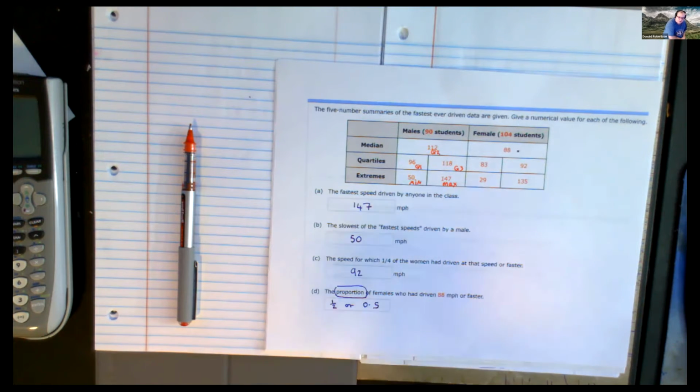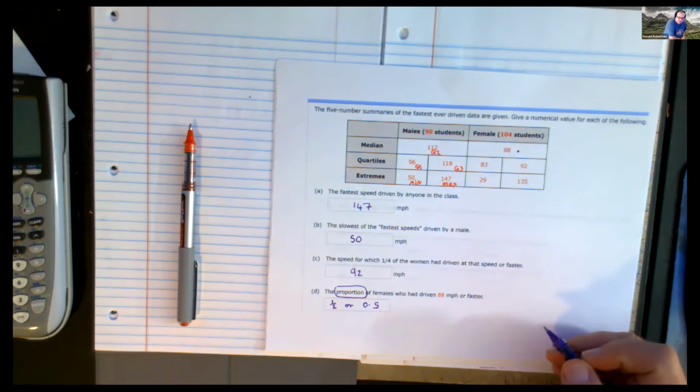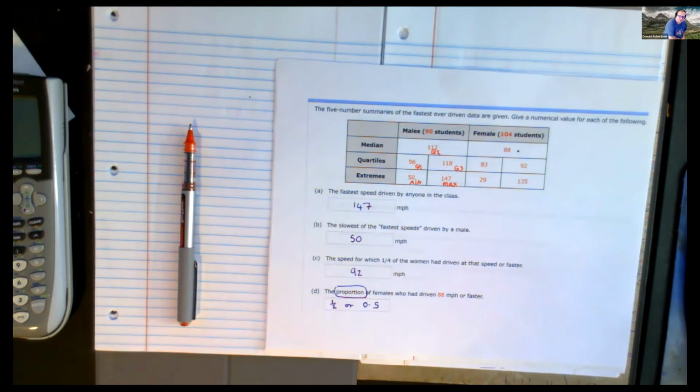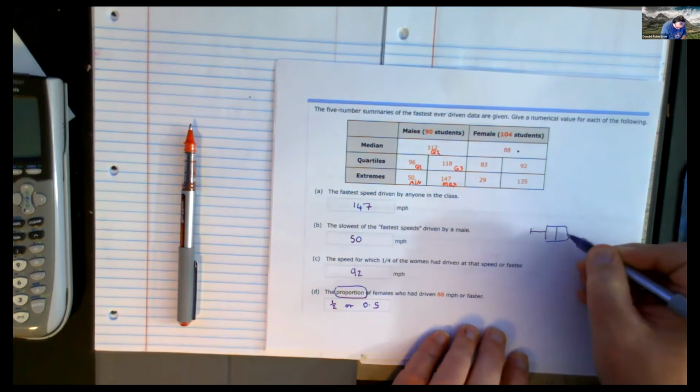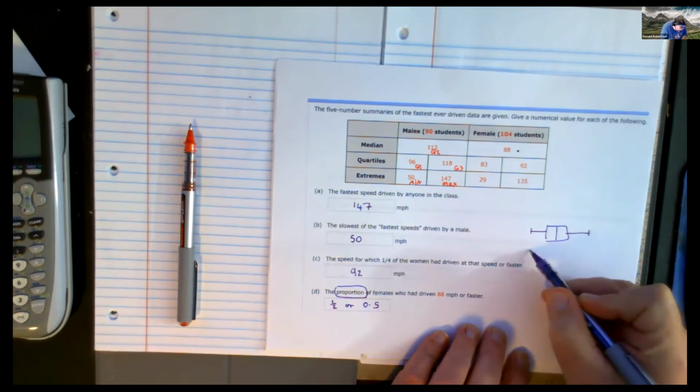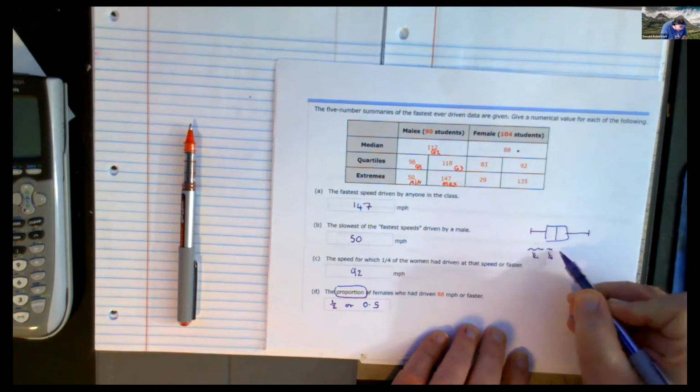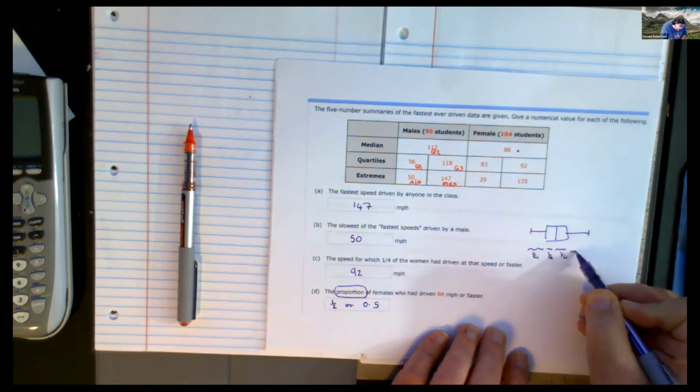Suppose I gave you this question. What proportion of males had done 96 miles an hour or slower? 25. Agreed? 25. Here's a sneaky one. What proportion of males had done 118 miles or slower? 75. Agreed? Right. If you think of your little box plot thing, that's its shape. That's where 1/4 of the data is. That's where the next 1/4 is. That's where the next one, and that's the last.